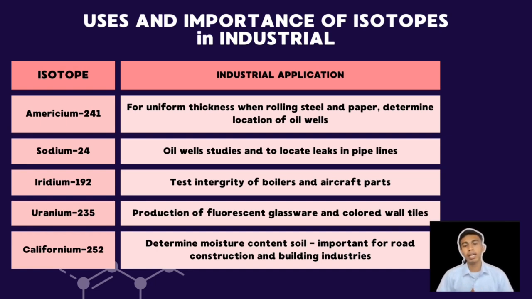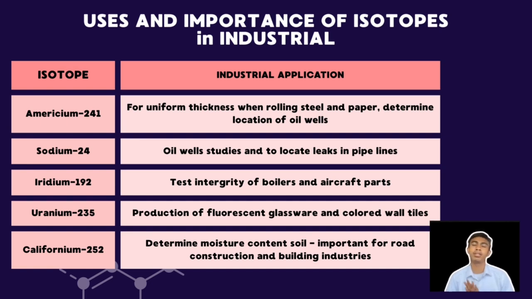Thirdly, iridium-192. Iridium-192 is used to test the integrity of boilers and aircraft parts. This is very important to ensure that these components are strong and safe to use. After that, uranium-235 is used in the production of fluorescent glassware and colored wall tiles. It provides special coloring and properties that are useful in the manufacturing industry.